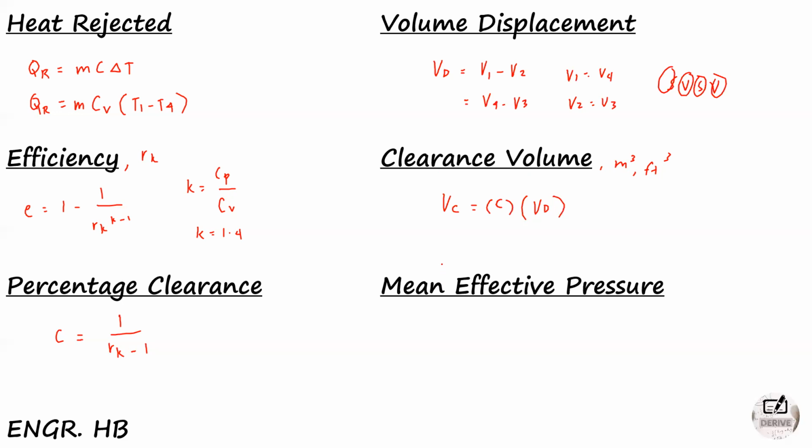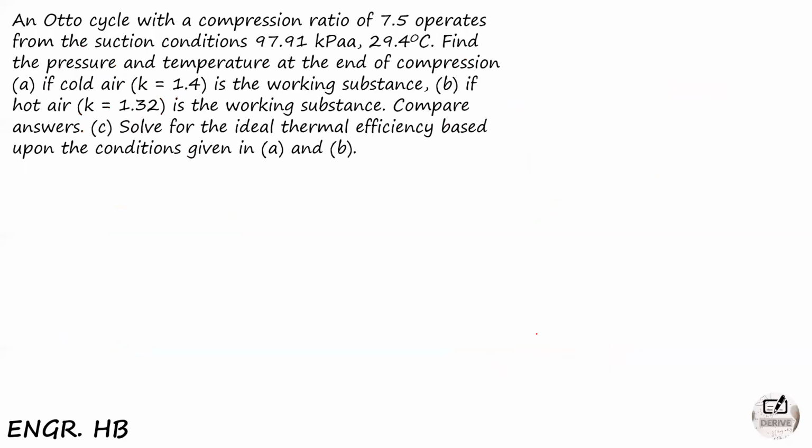And of course, mean effective pressure, that was represented by PM, and that was the ratio of the net work over your volume displacement. And if you cross multiply this one, that was basically work is equal to P times V, pressure times volume. And since you are asking for mean effective pressure, of course, just divide both sides by V. So doon mag-a-appear yung ratio of work over volume. So that's all for the formula for this Otto cycle. And syempre, proceed tayo sa problem solving.